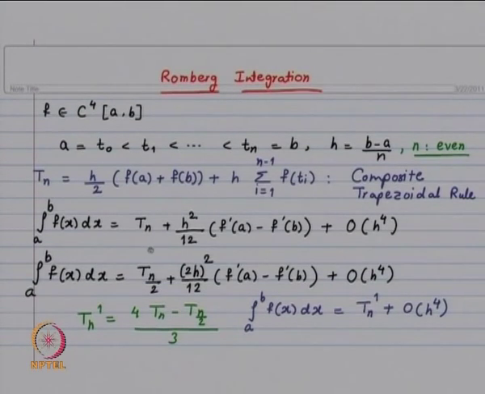Now, you look at the composite trapezoidal rule with a partition where the length of the subinterval is 2 h, and the number of subintervals is n by 2. So, integral a to b f x d x is t n by 2 plus, h being replaced by 2 h, 2 h square by 12 times f dash a minus f dash b, and a term of the order of h by 2 raised to 4, but the constant is there. So, one can say that it is of the order of h raised to 4. The first step of Romberg integration is obtained by multiplying this equation by 4, subtracting this equation and dividing throughout by 3. And we have seen that integral a to b f x d x is equal to t n 1 plus a term of the order of h raised to 4.